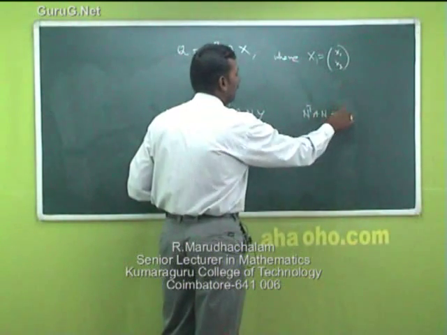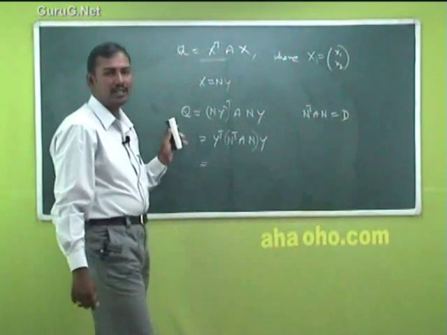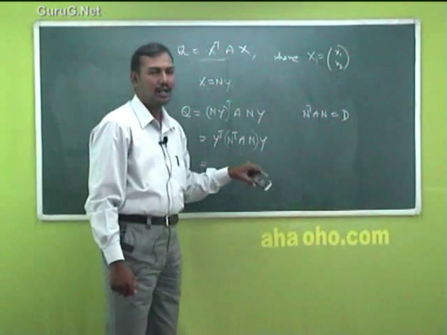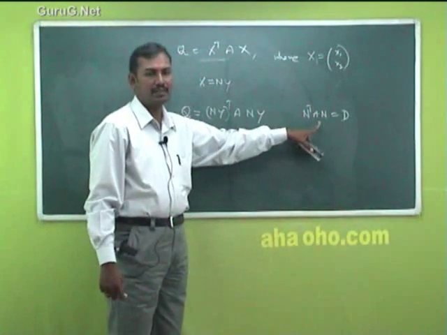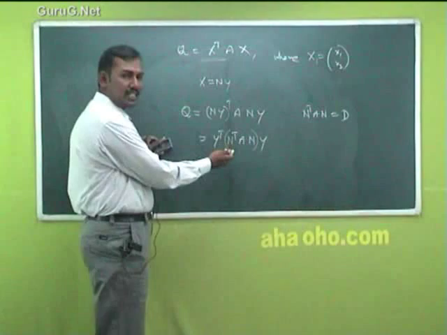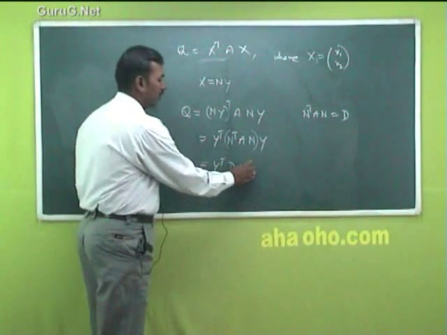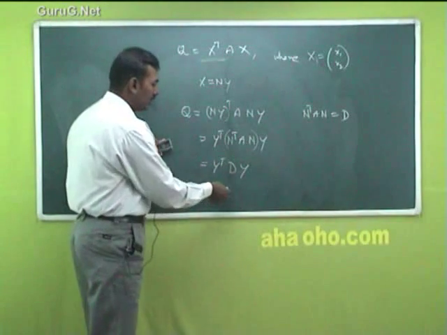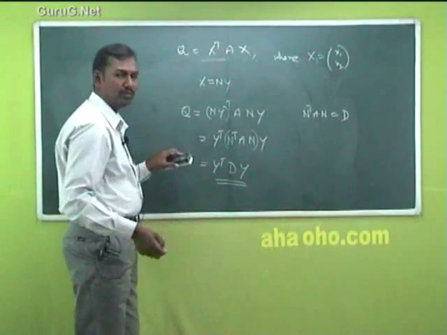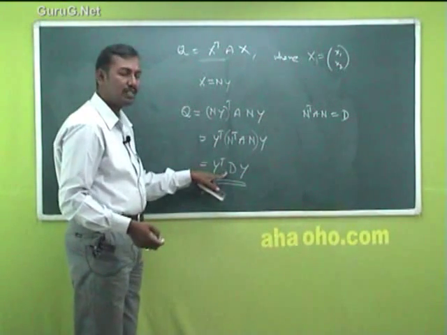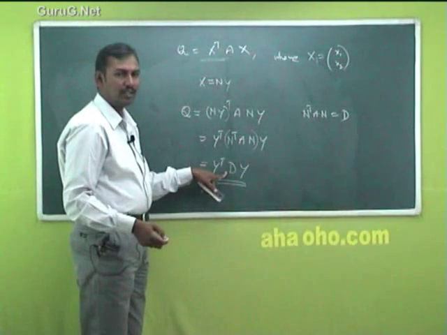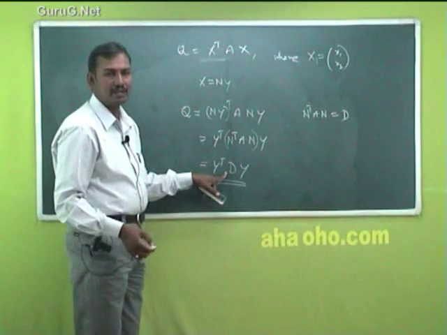So n transpose A n equals D, where D is the diagonal matrix whose diagonal elements are the eigenvalues of a real symmetric matrix. So here also A is a real symmetric matrix, so I can write it as y transpose Dy. So this is a canonical form. What is D? The eigenvalues of a real symmetric matrix.